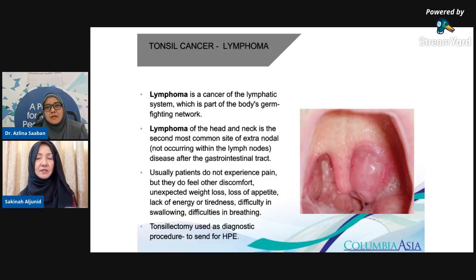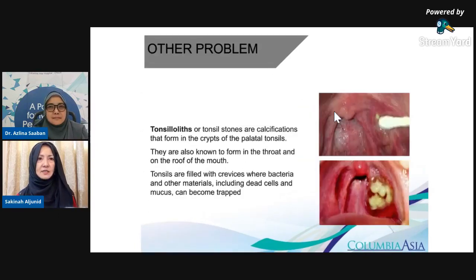It's not something that you hear of often. When I worked in government last time, we saw quite a number. Not that frequent, not like tonsillitis. Tonsillitis is very common, but tonsil cancer we rarely see. But sometimes we do have that type of patient.